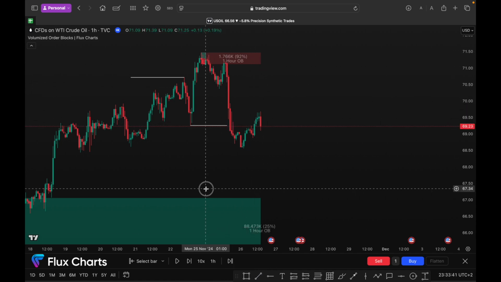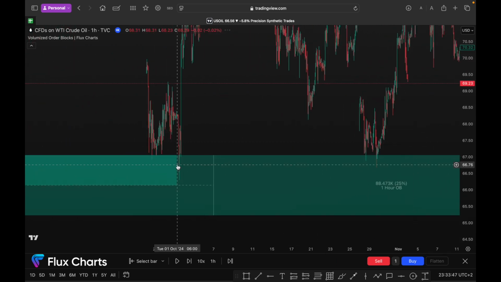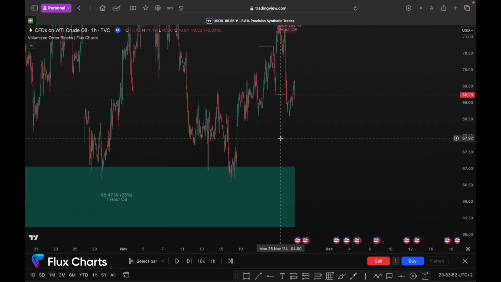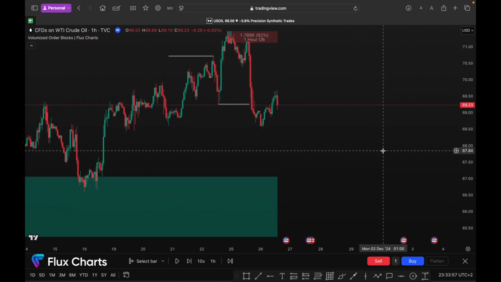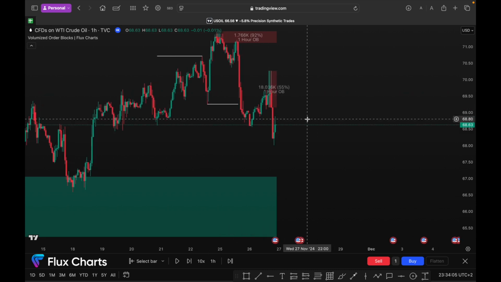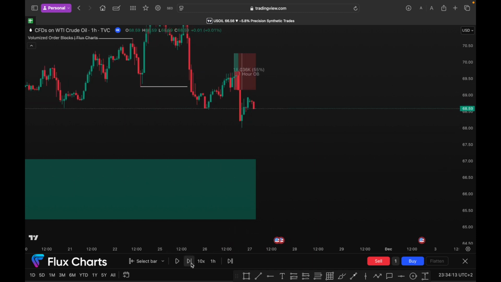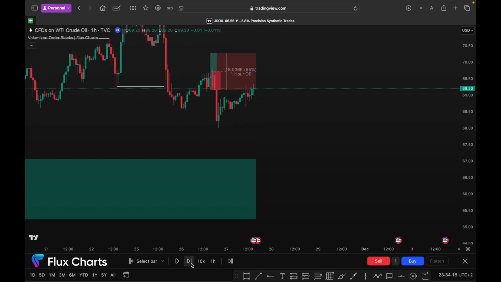So let's see what happens, and we have a big order block resting down here on the higher time frame. As you can see, this one has been respected a lot throughout the few days. So let's see what happens and what this indicator shows us. There we go. So we created another order block here. Let's see what price does. Price entered our order block.